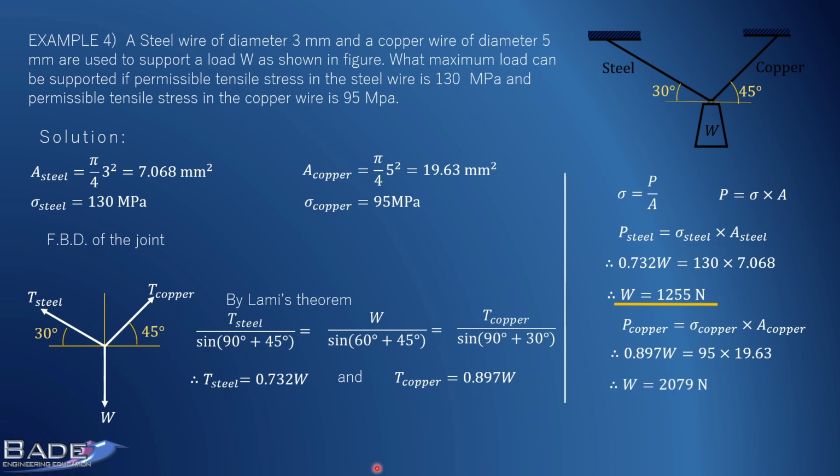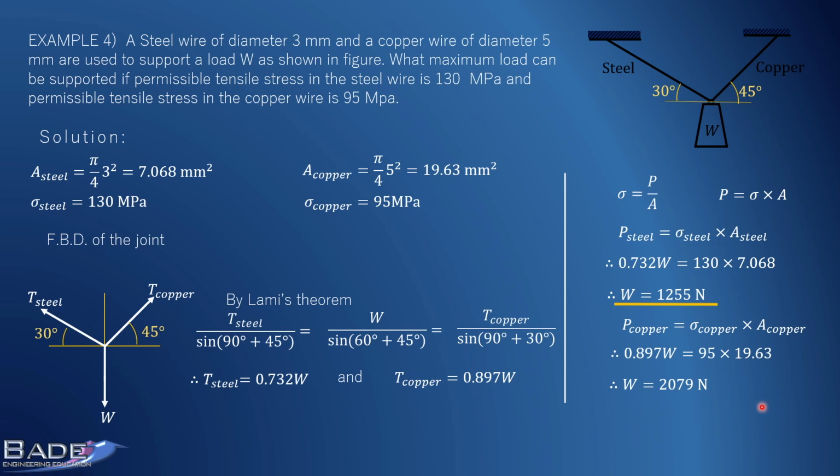Now comparing the two values, this value of load W, 1255 Newton, and this value of load W, 2079 Newton. Comparing the two values of W, the maximum load that can be suspended is 1255 Newton. Now here all of you try to understand.